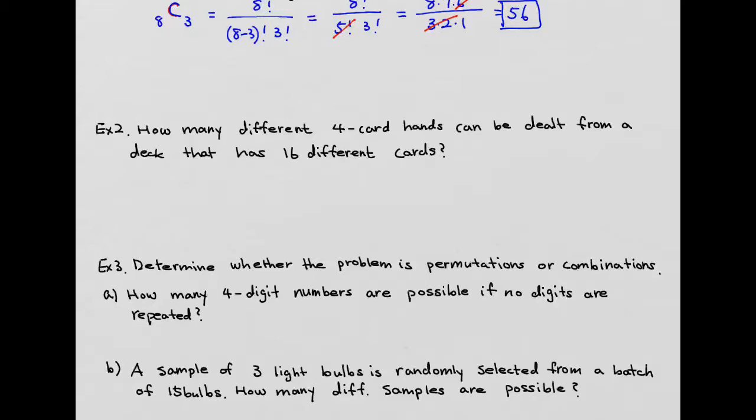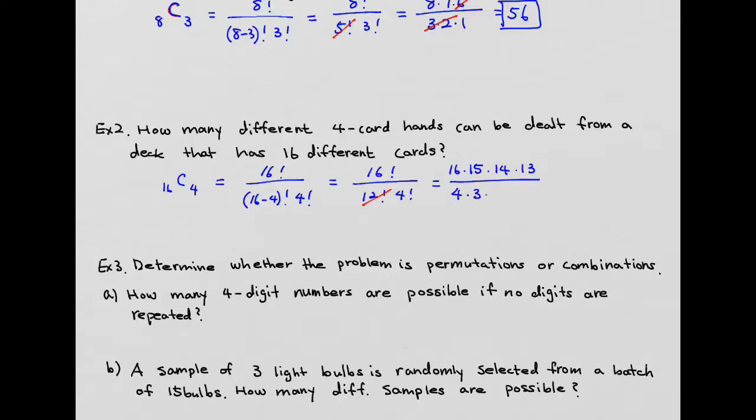So we're going to use combinations. How many cards? Total 16, and you're picking 4. So then you get 16 factorial over 16 minus 4 factorial times 4 factorial. So this is 16 factorial over 12 factorial times 4 factorial. This 12 factorial will cancel out and leave 16 times 15 times 14 and 13 over 4, 3, 2, 1.